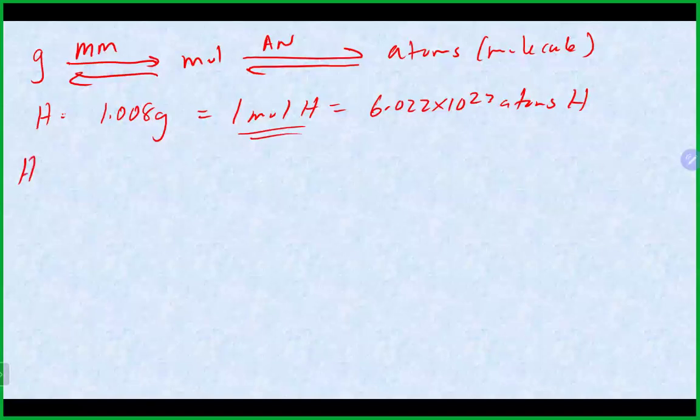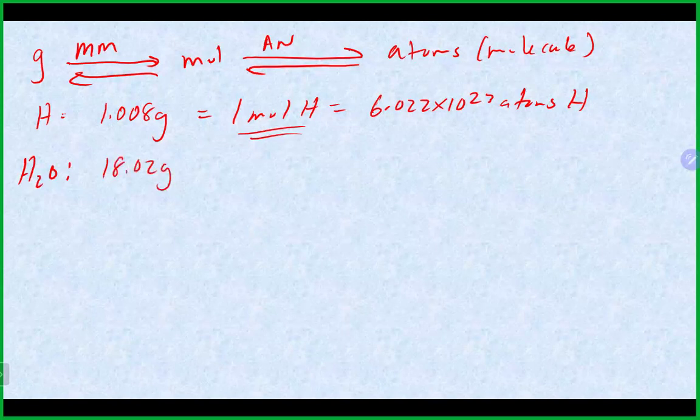And the same thing if we had our waters that we talked about. Water would have 18.02 grams for every mole of water, and a mole of water would also have 6.022 times 10 to the 23 molecules of water. So again, the mole is the thing that ties them together.